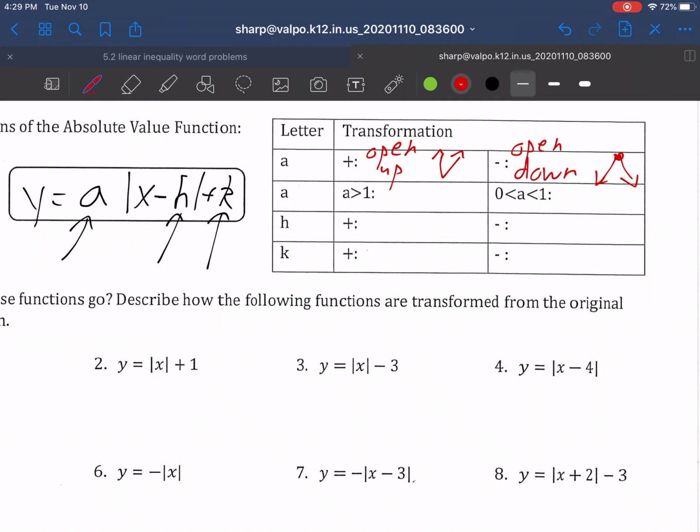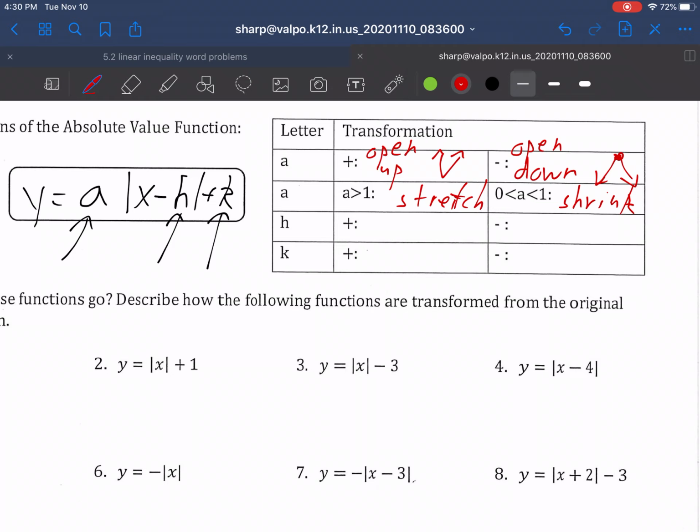And that's if your a value is negative. We'll talk about that in detail a little bit later. If the a value is bigger than 1, like I said, your slope will change, which means your graph will either stretch if you have a big a value, or your graph will shrink if you have an a value between 0 and 1.